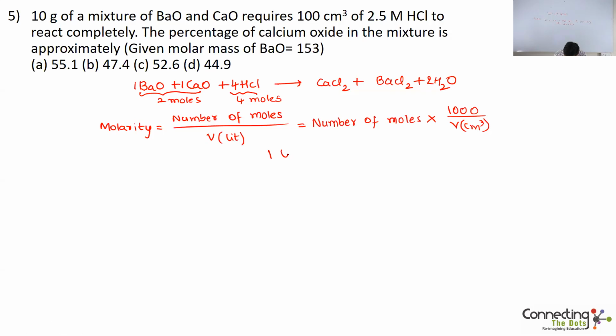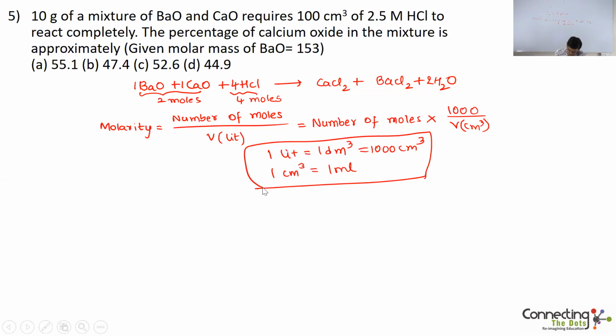We know 1 liter is nothing but 1 dm cube, which is equivalent to 1000 cm cube, and 1 cm cube is always equal to 1 ml. So these are some of the conversions which we have to remember. Now let us try to answer this question.